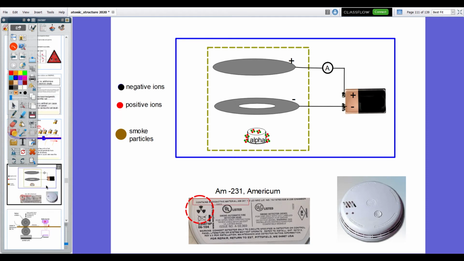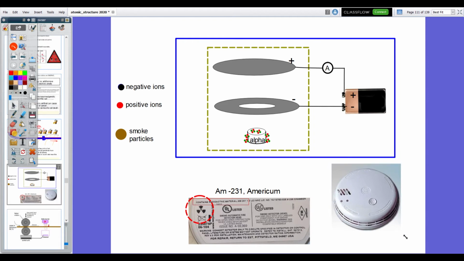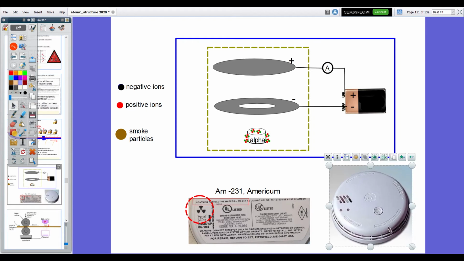Let's go to another one. Now this is a use of alpha. Alpha is often used in these things. This is a smoke alarm. Let me just explain the fundamentals of what a smoke alarm is.